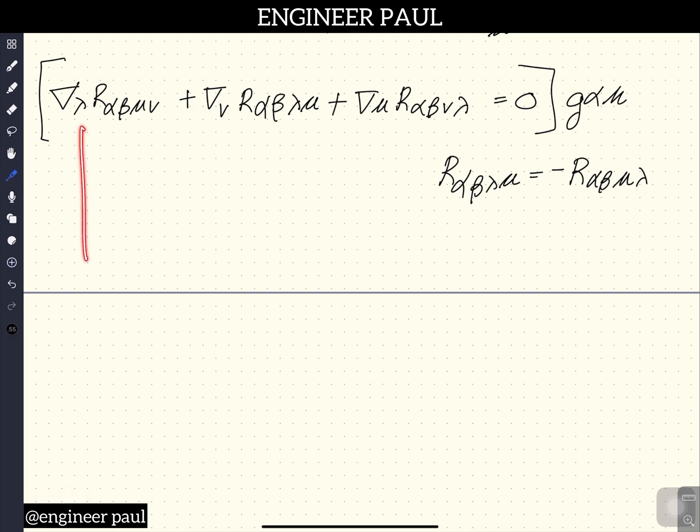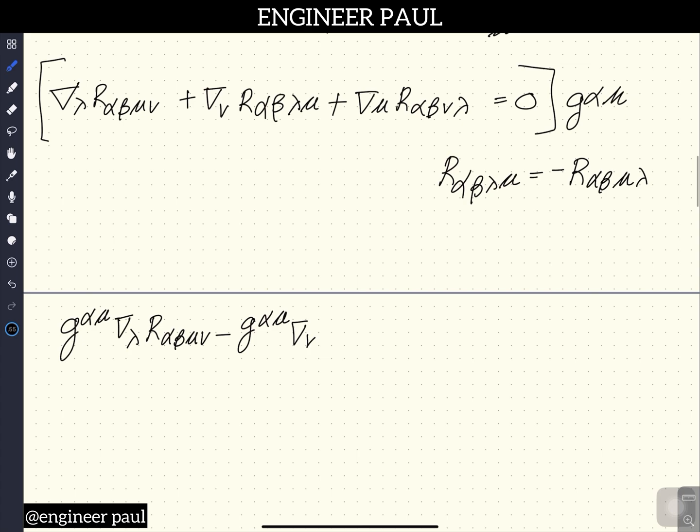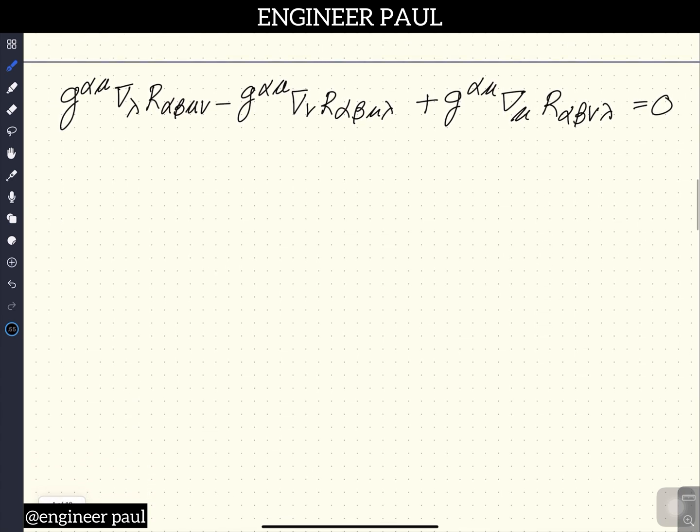Thus, this equation will become the metric tensor, G alpha mu, multiplied by the covariant derivative, and the Riemann tensor, minus. Why minus? Because it comes from here. Minus the metric tensor, plus the metric tensor times the covariant derivative of the Riemann tensor is equal to 0. Okay?